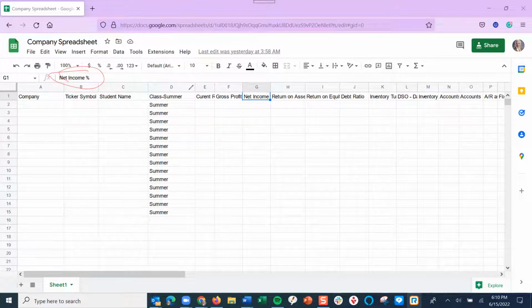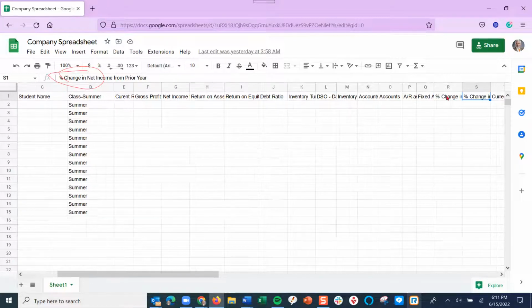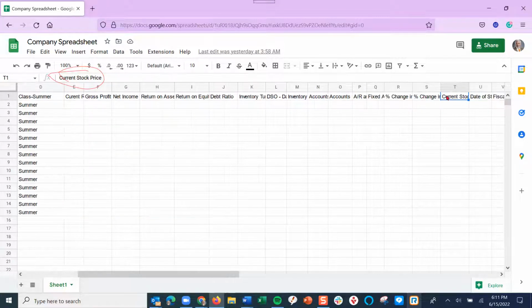If we go in and we actually want to take a look at the next category, we're looking at return on assets. Look at the next category, return on equity, debt ratio, inventory turnover, days sales inventory, days sales outstanding, inventory as a percentage of assets, accounts receivable turnover, accounts receivable as a percentage of assets, fixed assets as a percentage of assets, change in sales for prior year, current year minus prior year divided by prior year, we'll do that. Change in net income, right?